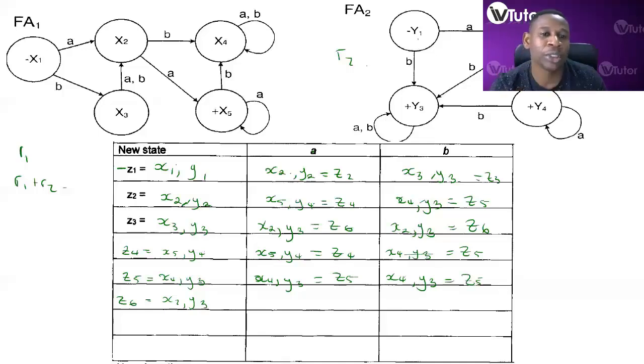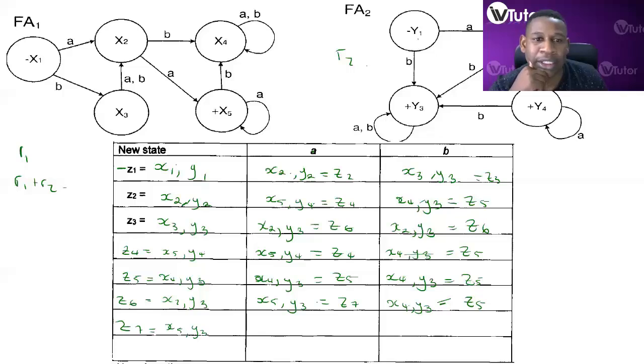Then if you are in x2 and you encounter an A, you go to x5. If you are in x2 and you encounter B, you go to x4. If you're in y3 and you encounter an A, you stay in y3. If you are in y3 and you encounter B, you stay in y3. All right, so this x5, y3, do we have it? No, we do not have it, so that will be z7, x5, y3, and then x4, y3, that is z5.